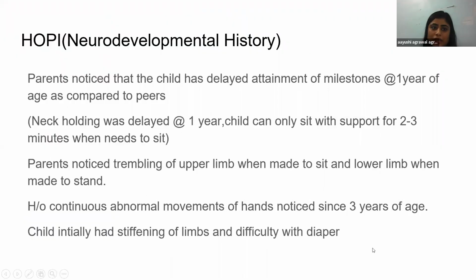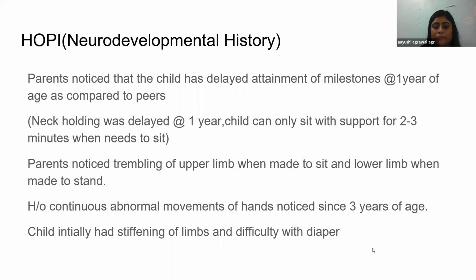History of presenting illness: parents noticed that the child had delayed attainment of milestones since 1 year of age as compared to peers. She attained neck holding at the age of 1 year, and she has not attained sitting without support yet. She is still at sitting with support for some 2 to 3 minutes, and then she falls down. Parents also noticed some trembling of upper limb when made to sit and lower limb when made to stand. They also noticed some continuous abnormal movements of hands since 3 years of age. Child initially had some stiffening of limbs and difficulty while making her wear diapers.